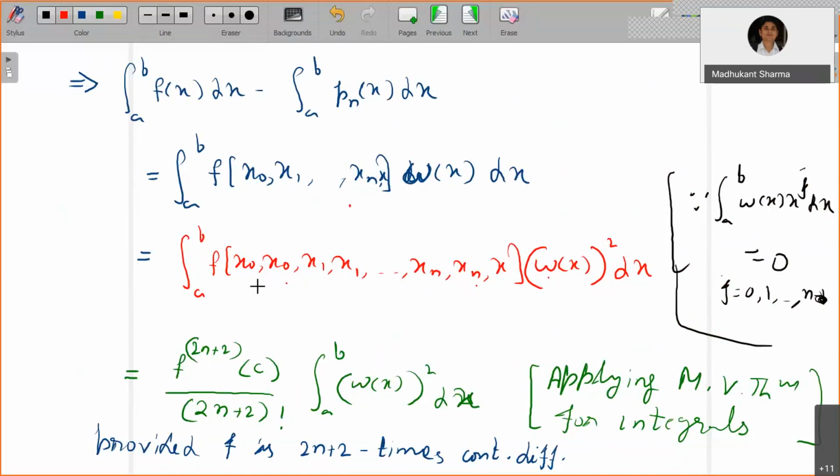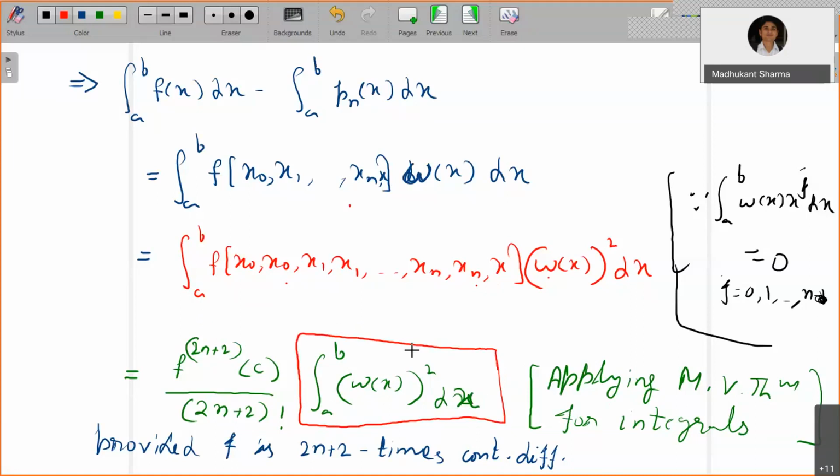So you require the function to be 2n plus 2 times continuously differentiable. Then this divided difference will converge to the 2n plus 2th derivative of f at some c divided by 2n plus 2 factorial. The remaining integral term is integration a to b, w of x square dx, so you can apply the mean value theorem for integrals. Now you can precisely integrate this term. You know how to integrate a polynomial, and you can get the precise form of the error term.